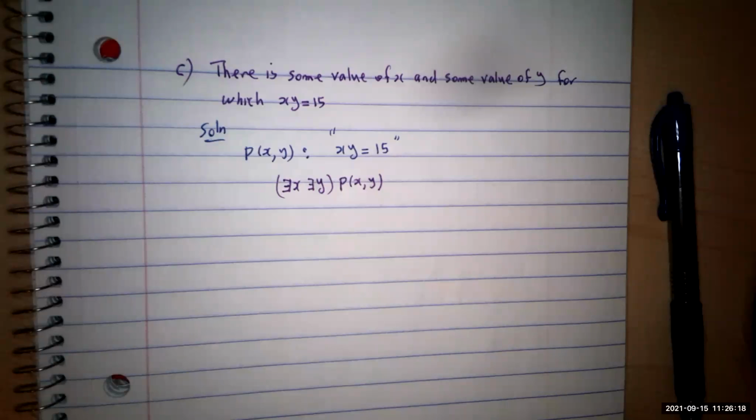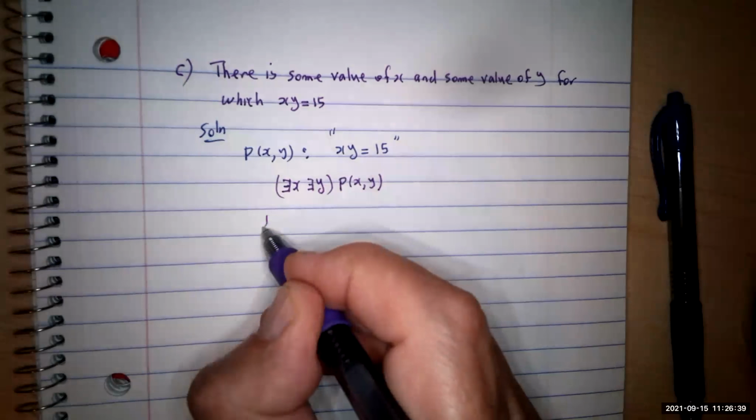Okay, is it true or false? It's true. What are x and y? You can use x is 3 and y is 5. Or x is 1 and y is 15, because 15 is 3 times 5 and it's also 1 times 15. So we have many choices over here. So yes, it is true.